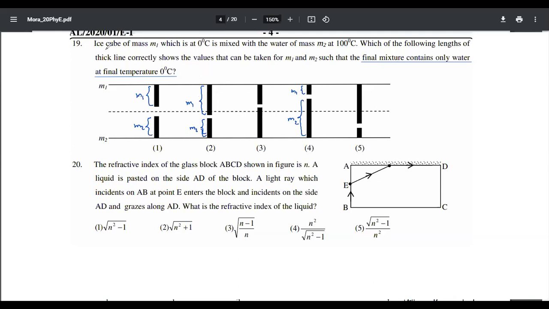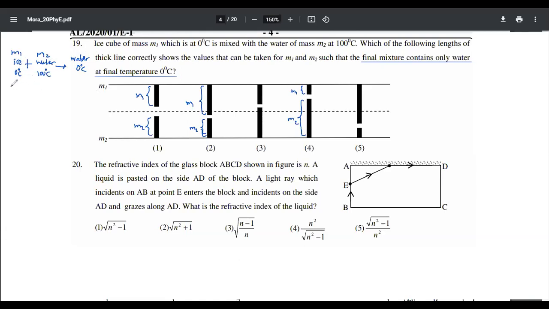Right. What's happening? You have ice and water. You are mixing M1 mass of ice at 0 degrees Celsius with M2 mass of water at 100 degrees Celsius. And what is the final mixture? You have just water at 0 degrees Celsius. What has happened? All ice has melted and become water. And all this water which is at 100 degrees Celsius, what has happened? It has cooled down to release heat.